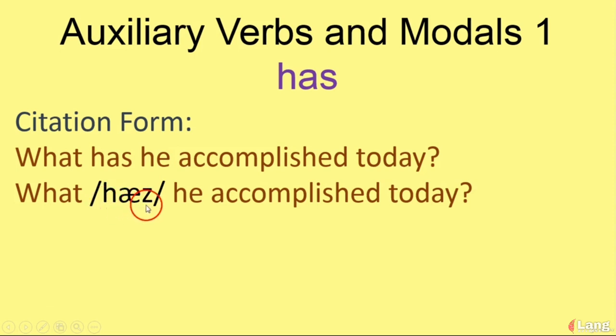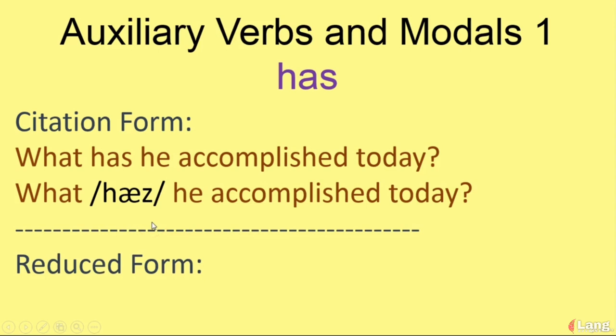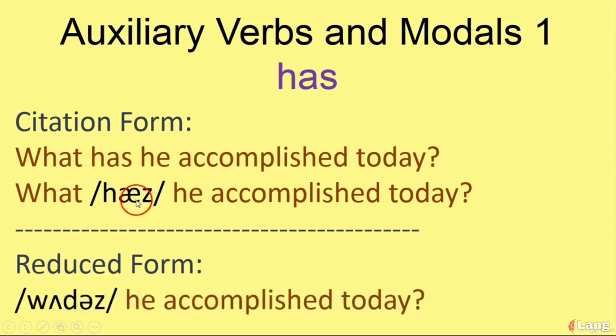The word has in IPA format looks like this, with the letter H, the symbol that sounds like A, and Z. Z, has. In reduced form, has becomes uz, with the schwa and the letter Z. We do not pronounce the letter H. Uz.